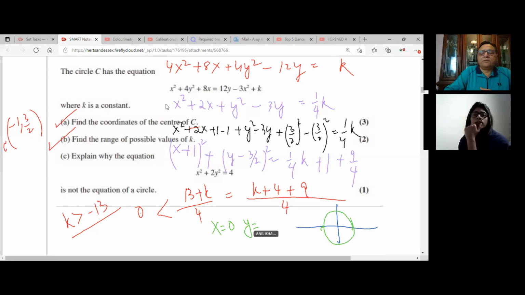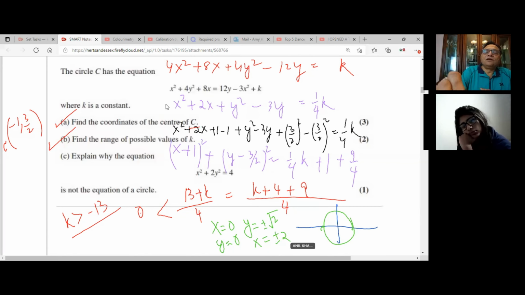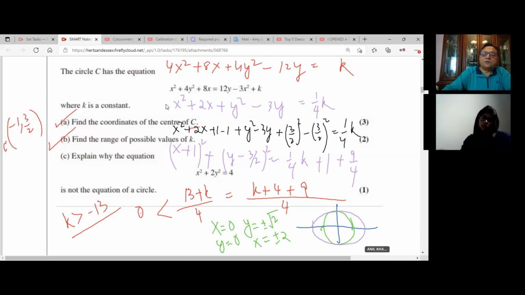So y squared equals 4 divided by 2, square root, right? Plus or minus square root 2, correct? Yeah. But if I put y equals 0, then I get x equals plus or minus 2, right? Do you see that? So what you really get is that the shape is elliptical, not circular. Because now my x-intercepts are at minus 2 and plus 2, and the y-intercepts are at square root 2 and minus square root 2. Do you get the idea?